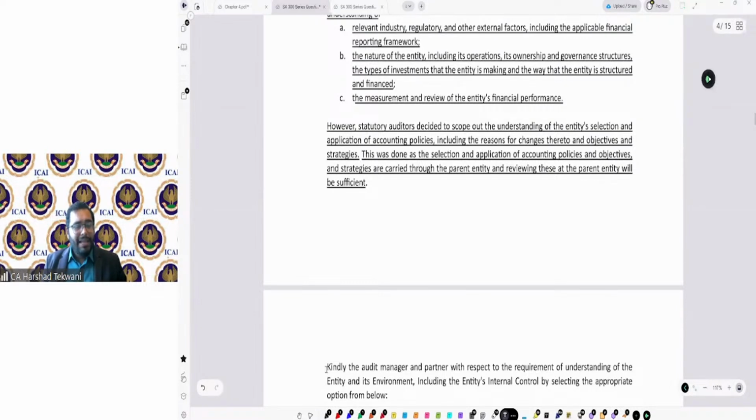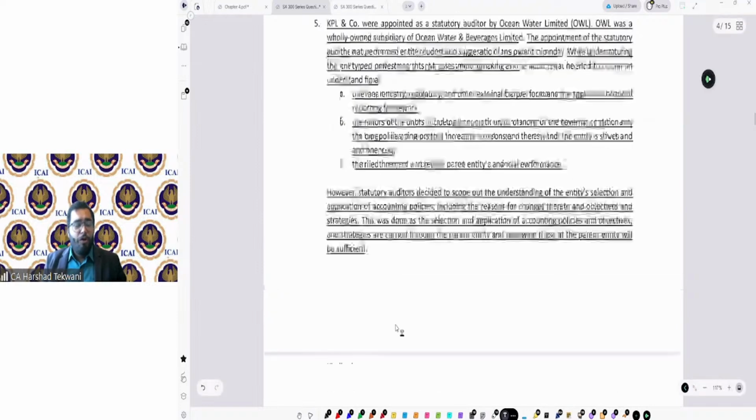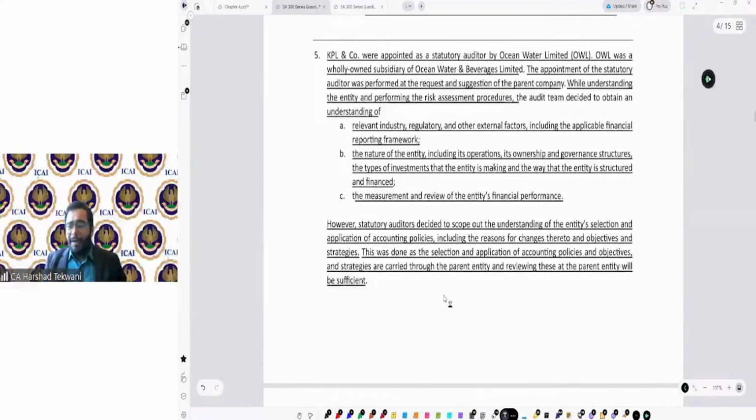Kindly guide the audit manager and partner with respect to the requirement of understanding of the entity and its environment, including entity's internal control by selecting an appropriate option from below. But before we go to the option, you read this particular question and tell me what is not appropriate over here. Then we'll go to the answers. First, read the question and tell me what is not appropriate.